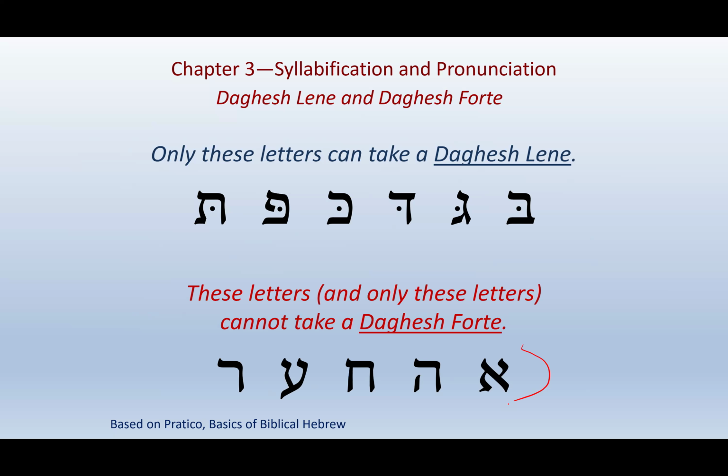But a guttural and a resh, which sometimes sides with the gutturals and acts a little bit like a guttural, but not always, cannot take a Dagesh Forte. So if it's a begadkefat letter, that's the only time you have to determine: is it lene or is it forte? Is it weak or is it strong?